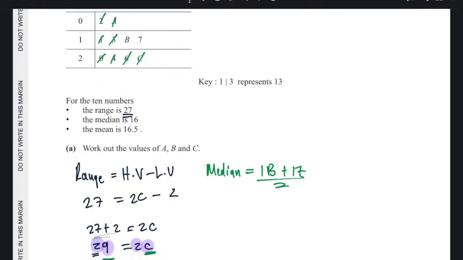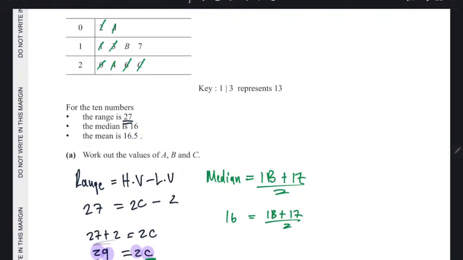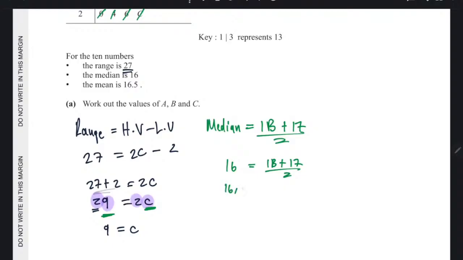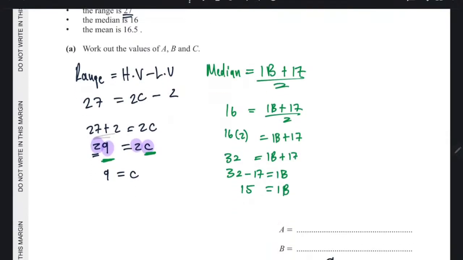So the median is 16. So we would now say 16 is equal to 1b plus 17 over 2. You take 2 to the other side. 16 by 2 is 32, equal to 1b plus 17. You take 17 to the other side. 32 minus 17 is equal to 1b. 15 is equal to 1b. What becomes our b here, boys?